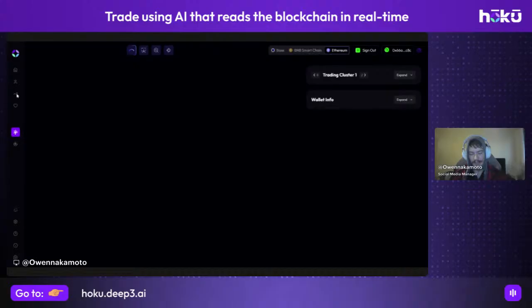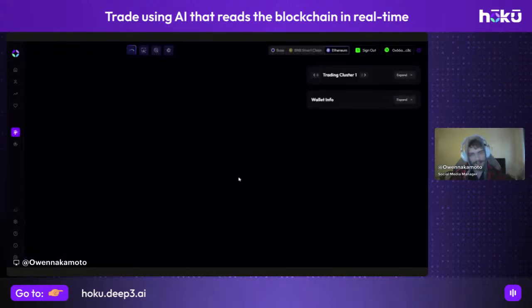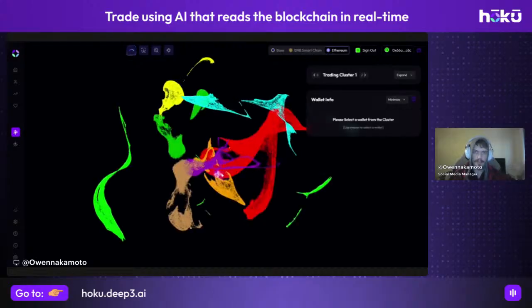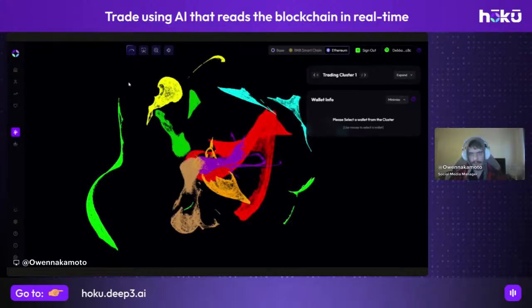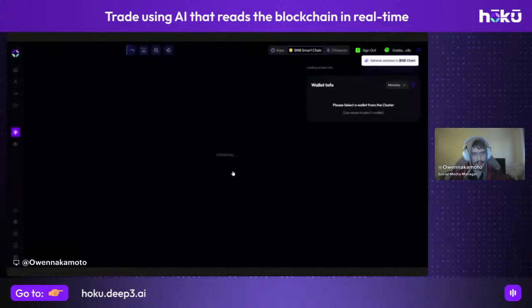I clicked on the wrong button. It's gonna take forever to load this because my computer lags when I'm on the stream. But I might as well show it because it's cool. So the wallet cloud. This is for Ethereum, but I like Binance Chain a lot.